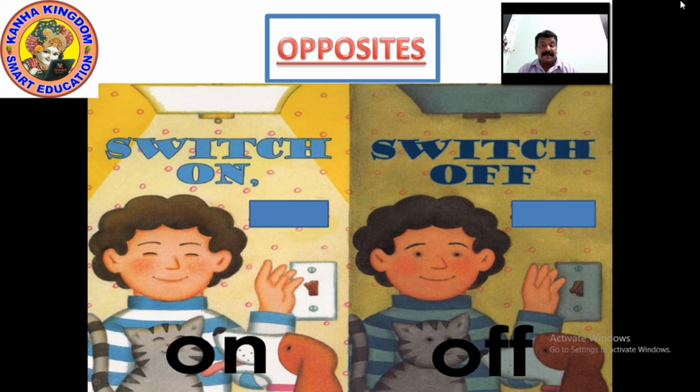Here let's take as on and off. Off, on. Off, off. On, on. Opposite of on is off and off is on. Right? Please write this down.